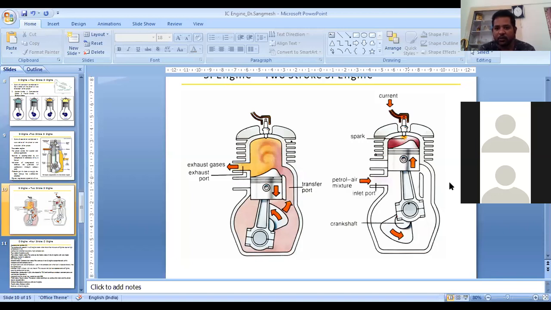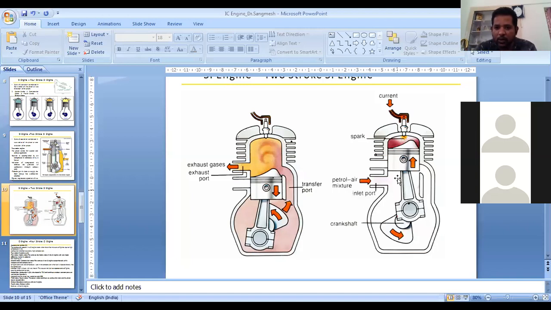But here what you can notice is, it only draws the fuel and air mixture into the crankcase, whereas the exhaust port is slowly uncovered. So no fuel and air mixture is drawn into the cylinder. So due to this, what will happen?